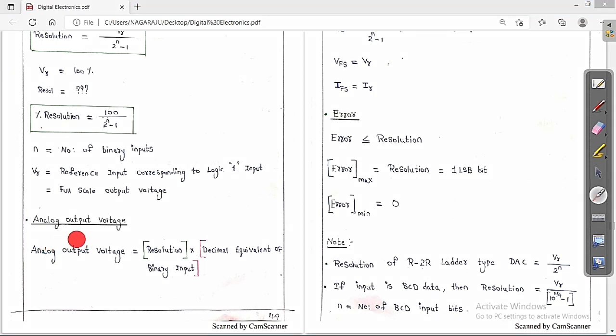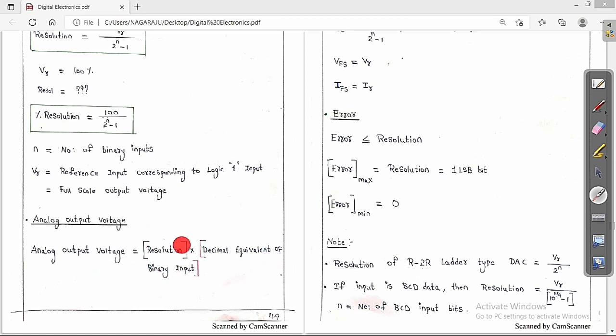So now, analog output voltage. What is the meaning of analog output voltage? I already told you this is a DAC. DAC means input is binary and output is analog. So analog output voltage is equal to resolution into decimal equivalent of binary input.